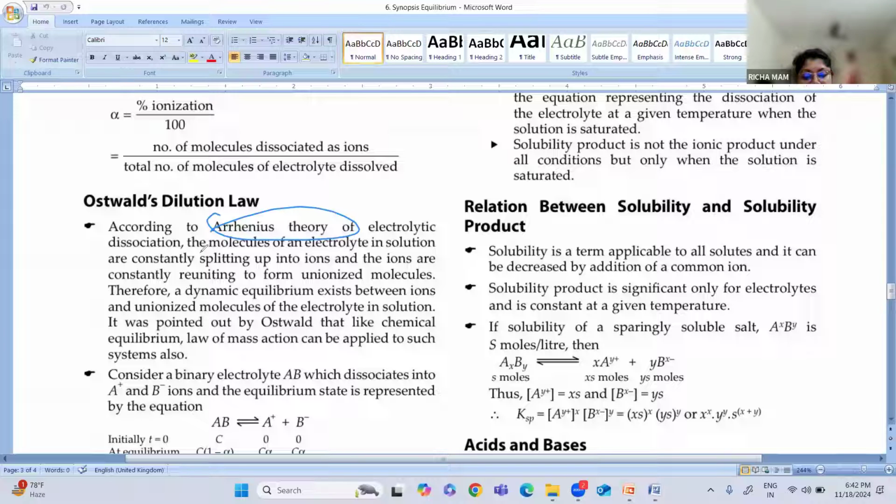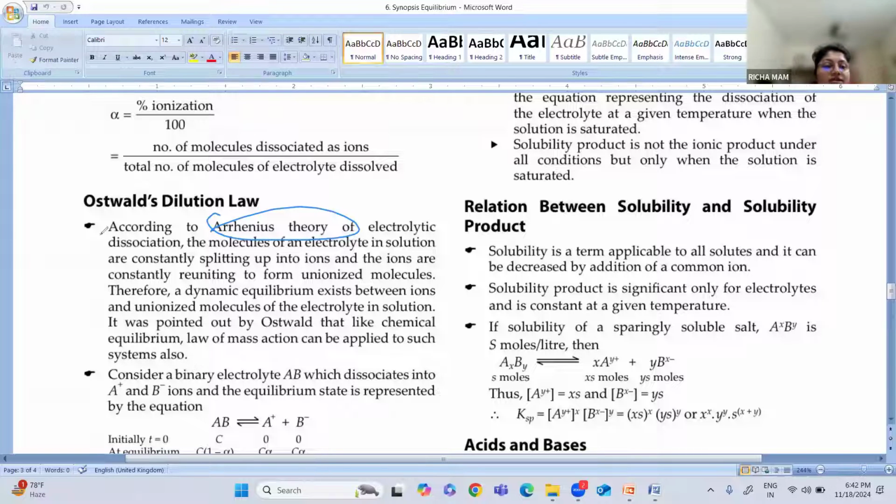So you can see a dynamic equilibrium: some molecules are getting split into ions, and after some time, other ions are getting reunited to form unionized molecules. So a dynamic equilibrium exists between the ions which are formed and the unionized molecules of the electrolyte in the solution. This was pointed out by Ostwald, and because of that, we have the Ostwald dilution law.